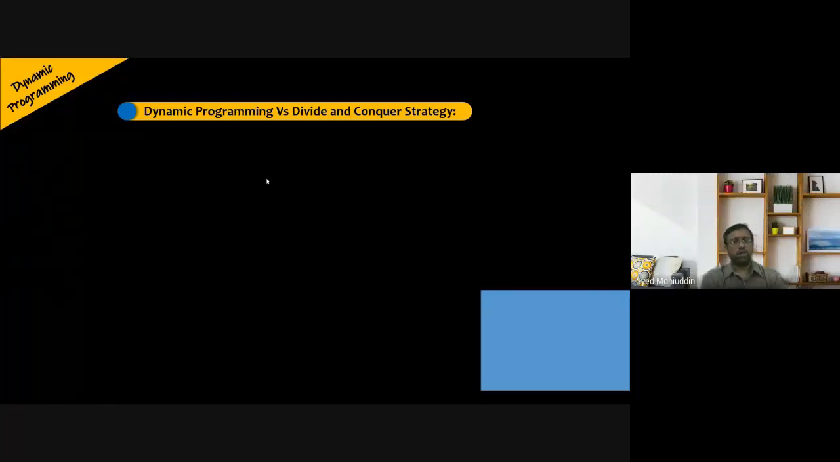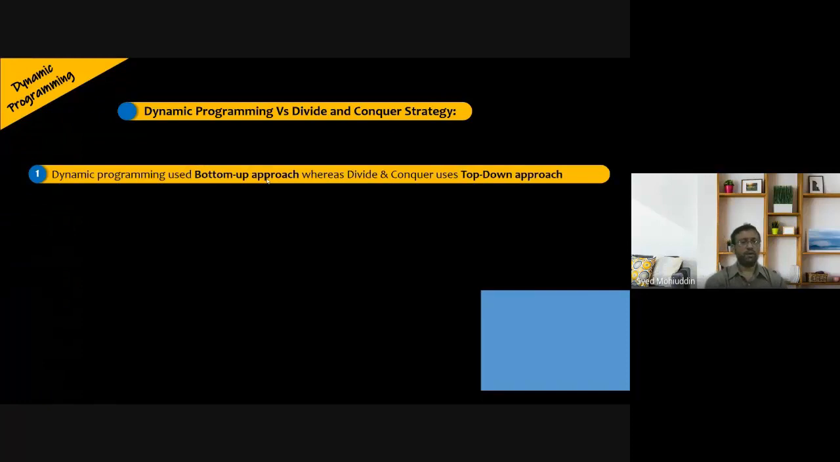Now, in dynamic programming, we use a bottom-up approach, whereas divide and conquer uses a top-down approach. In dynamic programming, we take the smallest subproblem and solve that first. But in the divide and conquer approach, like sorting, we take the larger problem and start dividing that problem. So we use a top-down approach there, but in dynamic programming, we use a bottom-up approach.